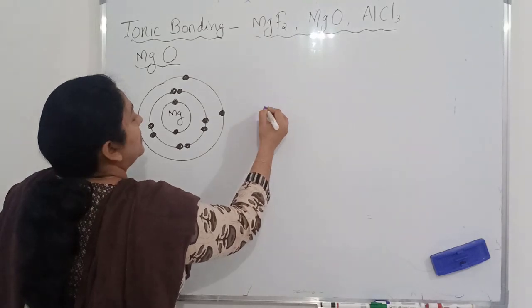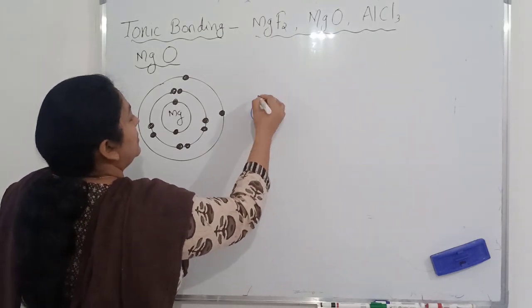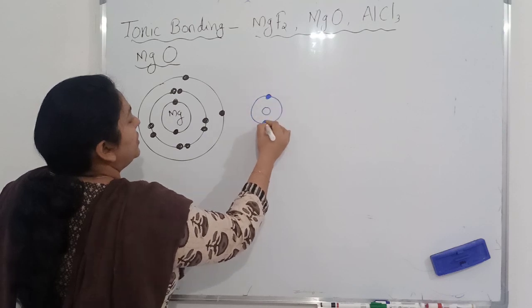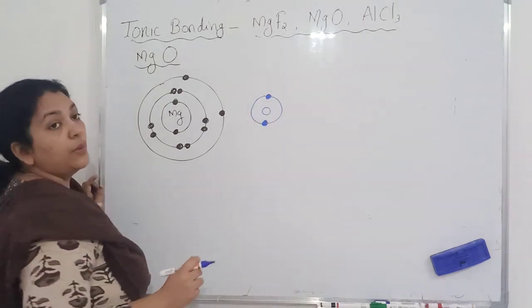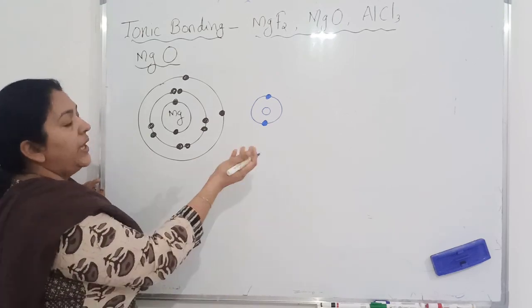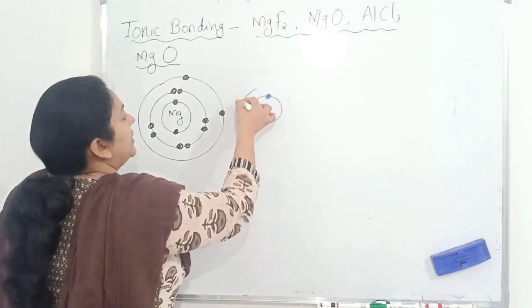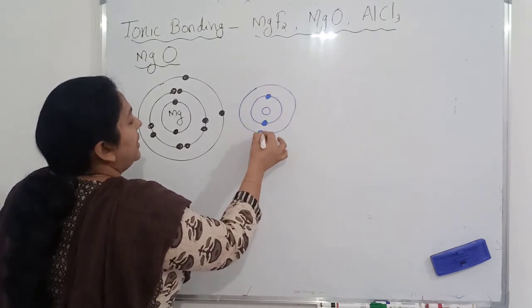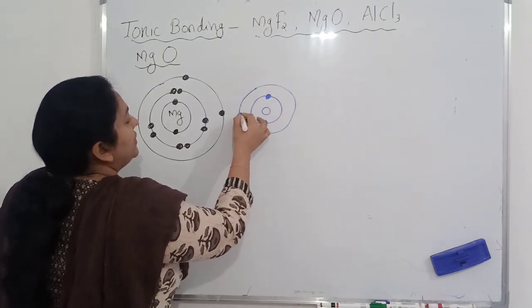Oxygen. So this is O. First shell, thus I'm using a different color. This one also I'm putting dot. You can either put dot or cross for anyone. And the second shell, 6 electrons, because the atomic number of oxygen is 8.